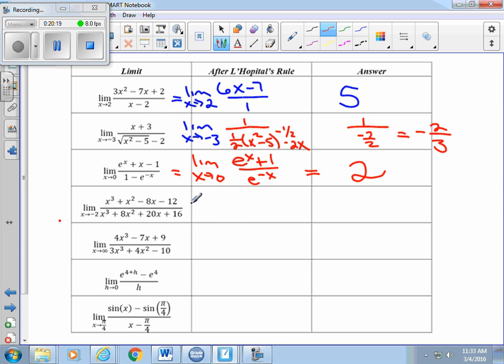So does this rule work if it's approaching from left and right? It will not give you the asymptote answers, but yes, if it's 0 over 0, it will work.